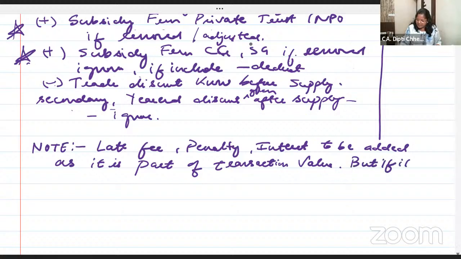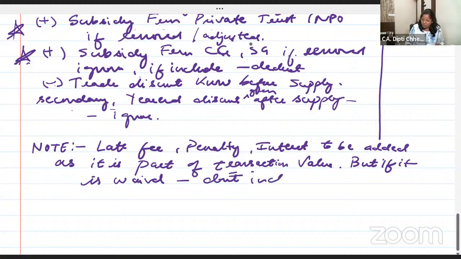But if it is waived, don't include it. Late fee, I have charged 1,000, but then I ignored. So don't take it. Remove it. If you have added, remove it.